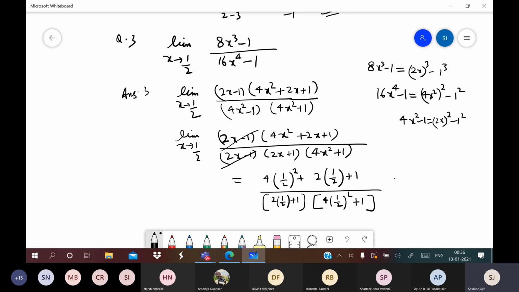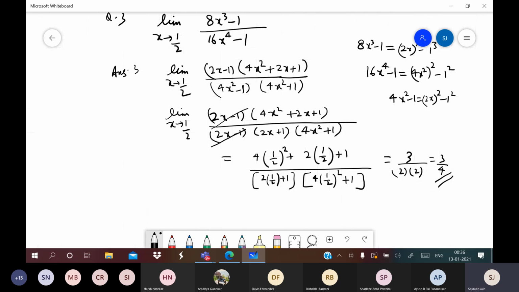So now rest is simplification. So in the numerator we are going to get 3, here it is 2 and this is also 2, so 3 by 4 will be the answer. Okay, factorization. It is the next question here.